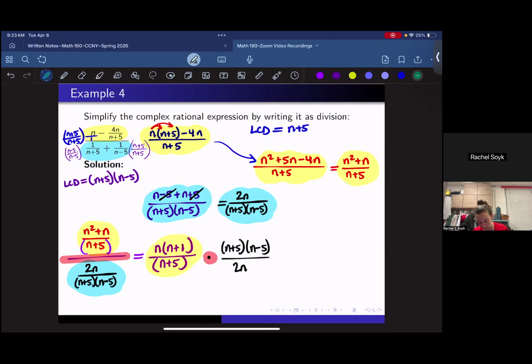So from here, you can clearly see that this is all just one giant fraction when you're multiplying. You just take the product of the numerators and then you take the product of the denominators. And so the n plus 5 in the denominator over here cancels out with the n plus 5 in the numerator. But what also cancels out, this n over here cancels out with this n over here. So what's our final result? Our final result is simply n plus 1 in parentheses n minus 5 all over 2. And we are done.